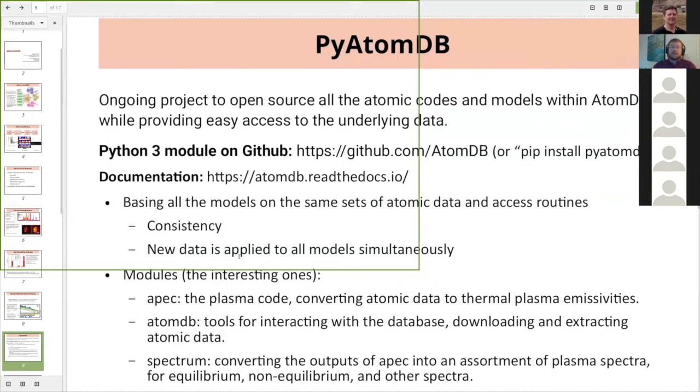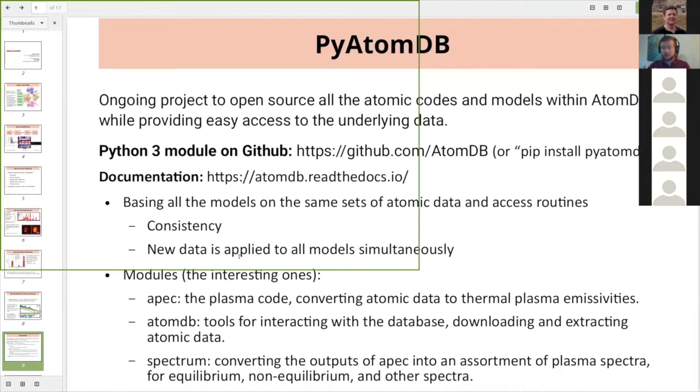Okay, so now back to PyAtomDB. PyAtomDB is an ongoing project to open source all the atomic codes and models within AtomDB while providing easy access to the underlying data. It's a Python module. It's on GitHub. You can go and get it. You can install it in your Python install however you want. It has documentation.